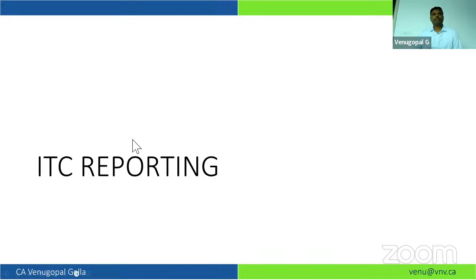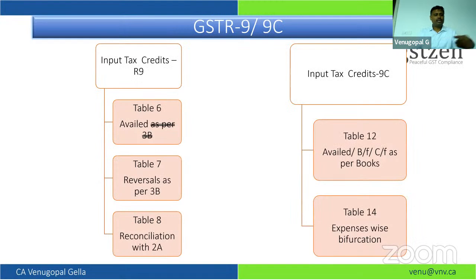All right, moving to the ITC related reporting. So we have another 10 minutes. Good, we're on time. ITC is covered in 3 tables, table 6, 7, and 8, while in 9C it is covered in table 12 and table 14. Now, table 6, whichever is the input tax credit availed, I have purposely struck off as per 3B, because to err is human. You might have reported in different tables of 3B also. Please think of GSTR-9 as a last opportunity to correct it.